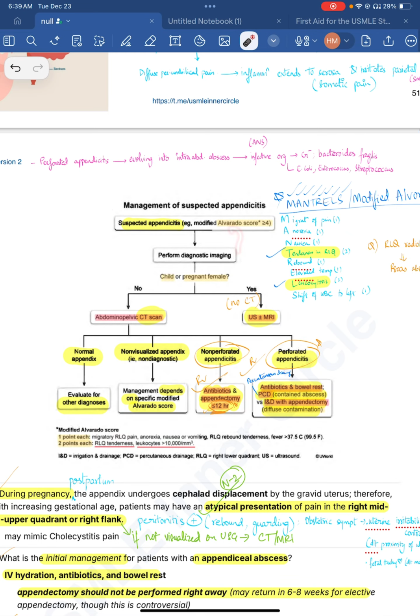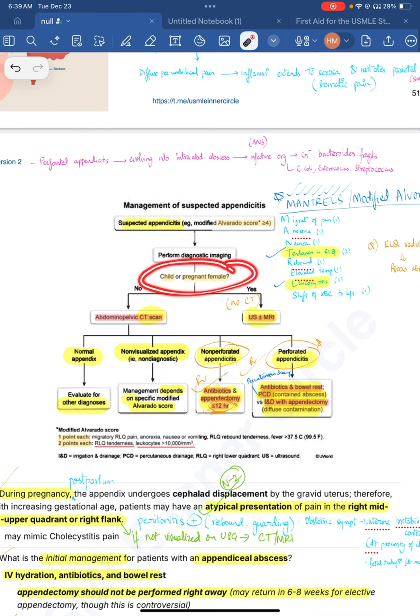You have suspected appendicitis in a patient, right? Alvarado score is more than 4. Now, what diagnostic test should we do? First, you need to check if the female is pregnant or if the patient is a child. If yes, then you need to go with low radiation imaging, that is ultrasound. If ultrasound is not diagnostic, then you can go with MRI also. You should not do CT in these patients.